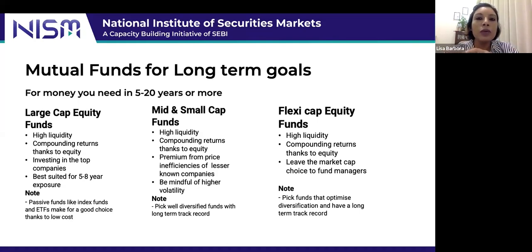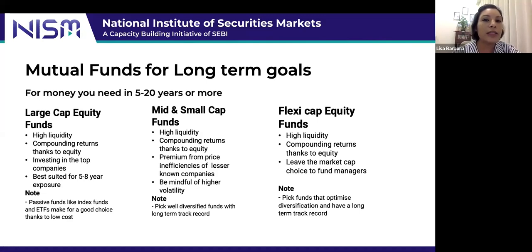So you know that you are investing in large companies, good quality companies where there is great earnings visibility, and there are many people, analysts, professional fund managers who are buying into these stocks. So there is good liquidity in these stocks as well. So that's why this is a good way to begin your equity investments for sure. And they're best suited for at least a 5 to 8 year kind of exposure.